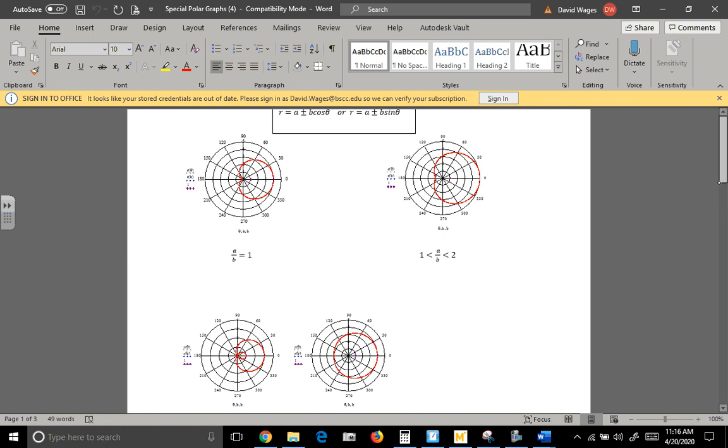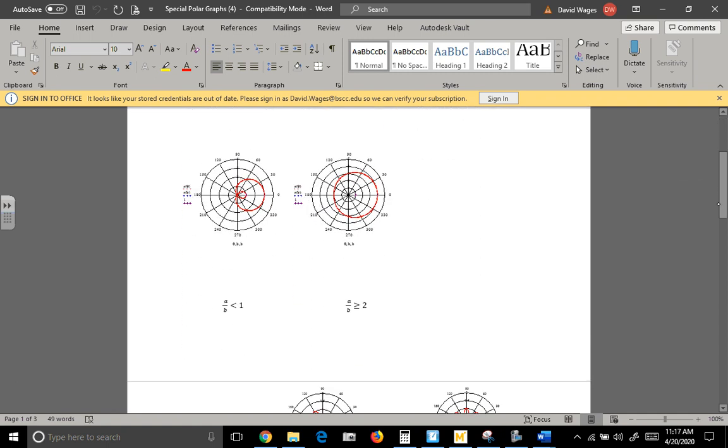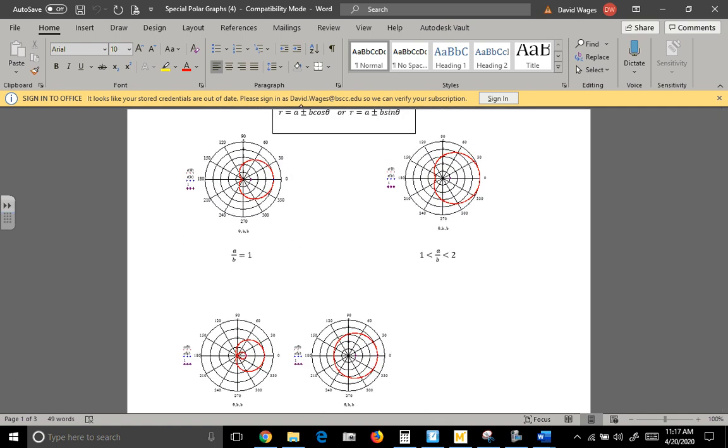Notice under each one of these we have a over b equals 1, or a over b is between 1 and 2, or it's less than 1, or it's greater than or equal to 2. So a and b are the numbers, the constant by itself and the coefficient of sine and cosine, and they're both considered to be positive. The plus or minus is not tied to b. b is just the number, it doesn't include the plus or minus out front. So depending on what the ratio of a over b is, that dictates which one of these shapes it is going to look like. So let's do an example.